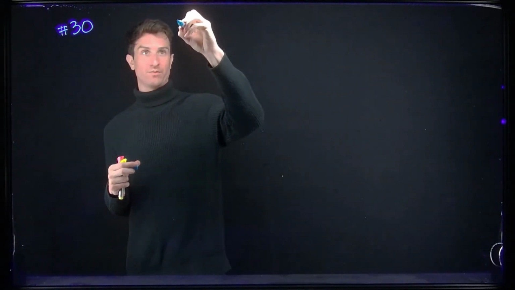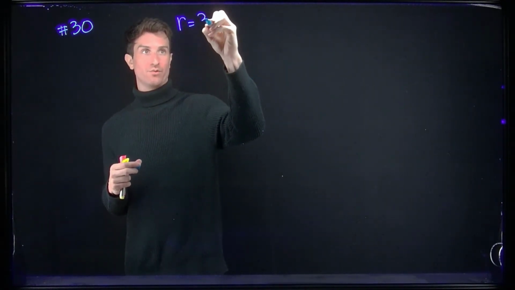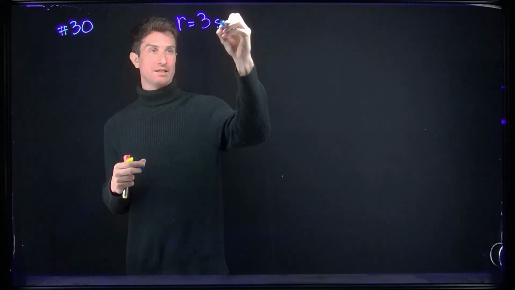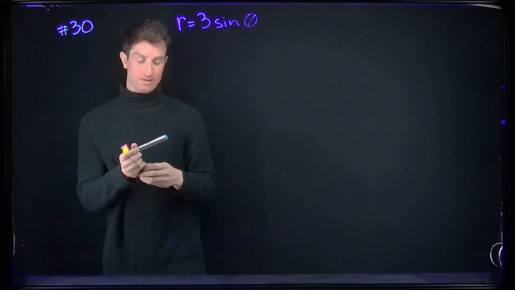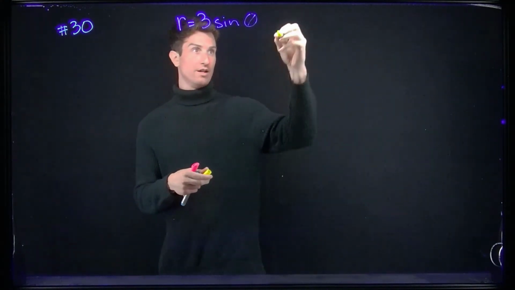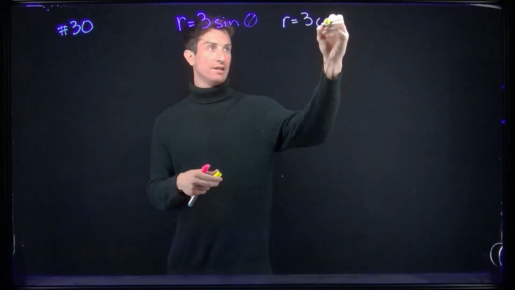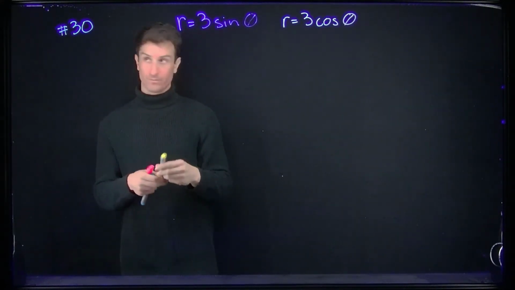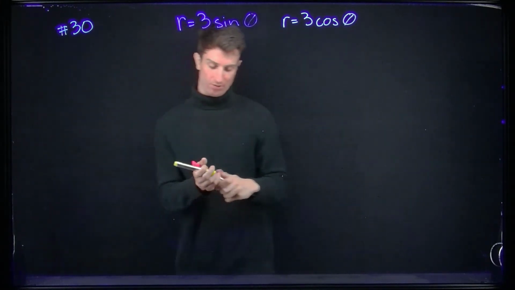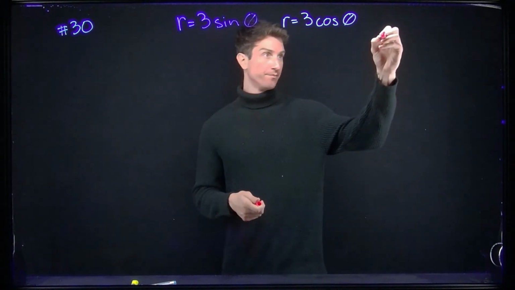We have 2 of them, so it's going to be r is equal to 3 sine of theta, and the other one will have r is equal to 3 cosine of theta. And it gives you a graph with it as well. Number 30 is asking for the area enclosed, so I'll do a quick depiction of the graph.